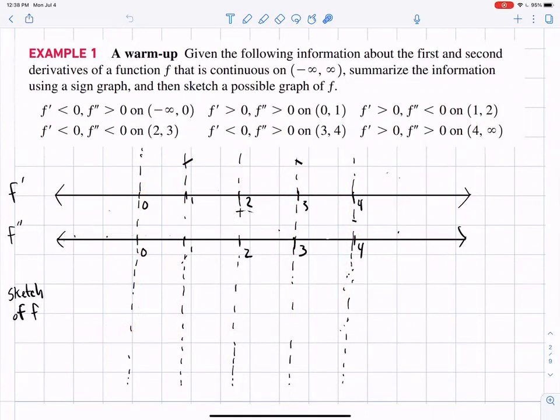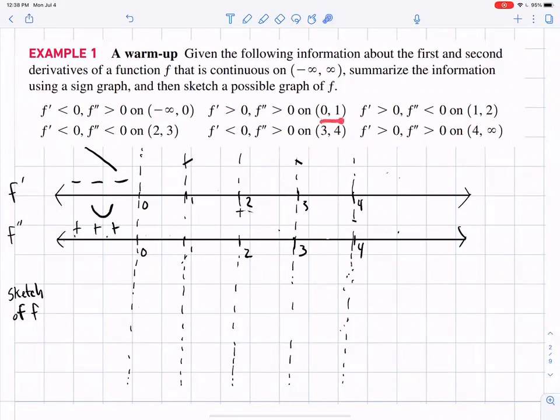And so what does it say? f prime is negative on negative infinity to 0. So the value here is negative. And f double prime is positive. So what does negative mean? It means it's going down. And what does positive mean? It means concave up. And so I draw a little picture like that.